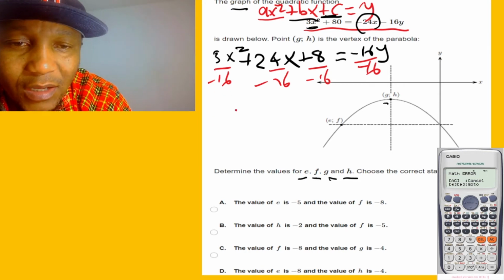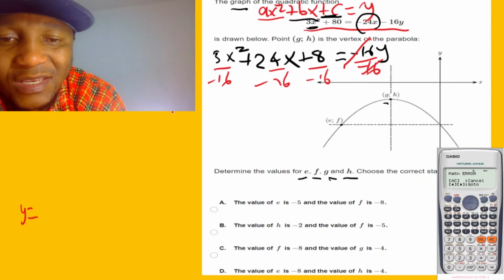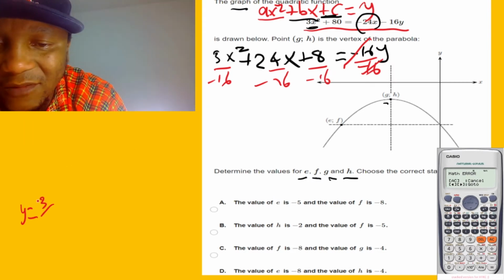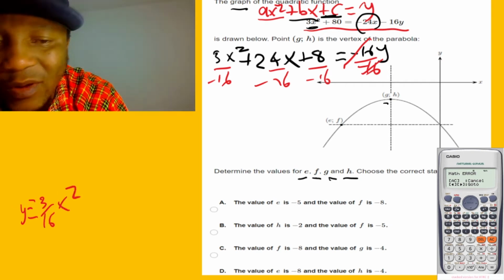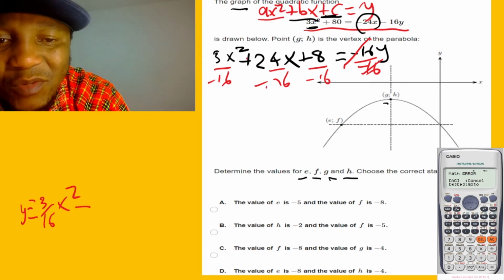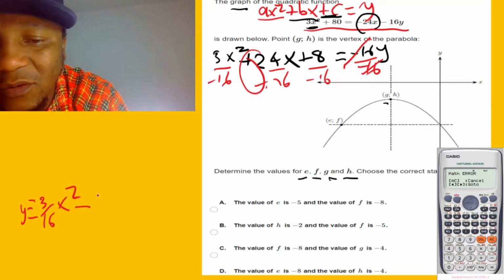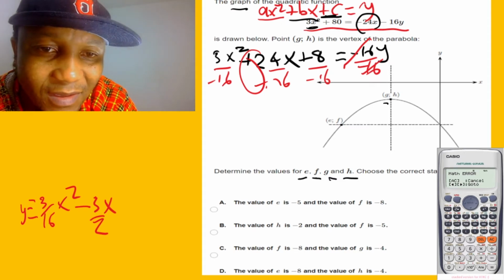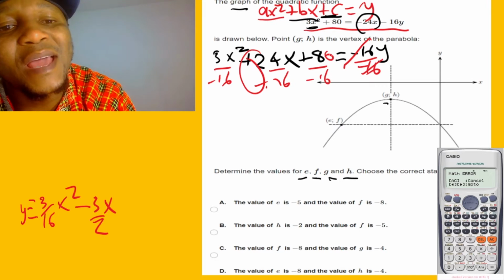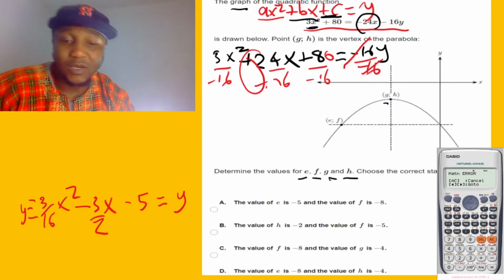Finally, we're going to be left with this and this cancelling. So I can write here y equal to negative 3 over 16, x squared. The next thing, plus or minus, is going to give us minus, because of this 2. And then 24 divided by 16 is going to give us 3 over 2, x. The next one, this is 80, and 80 divided by 16 gives negative 5. Equal to y. So look here, this is very, very important.